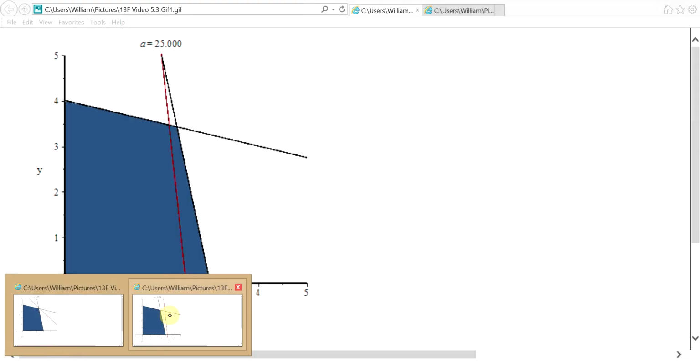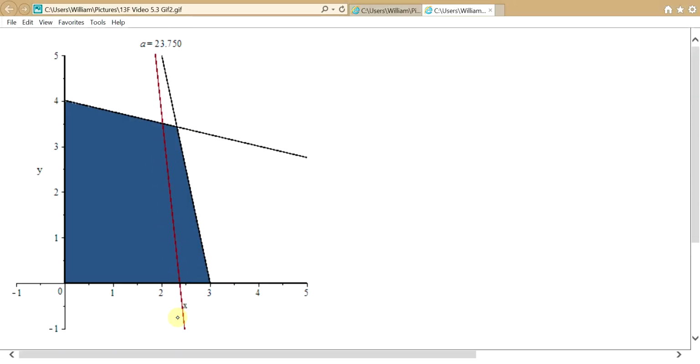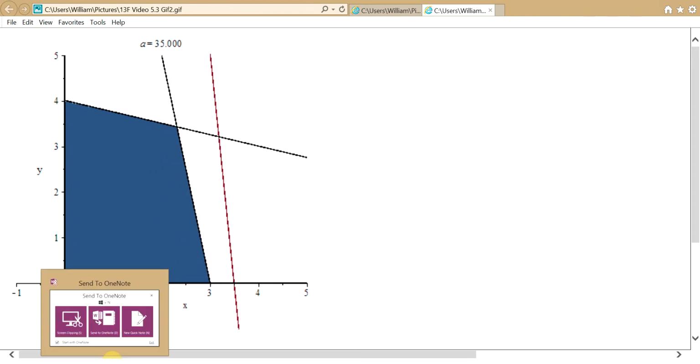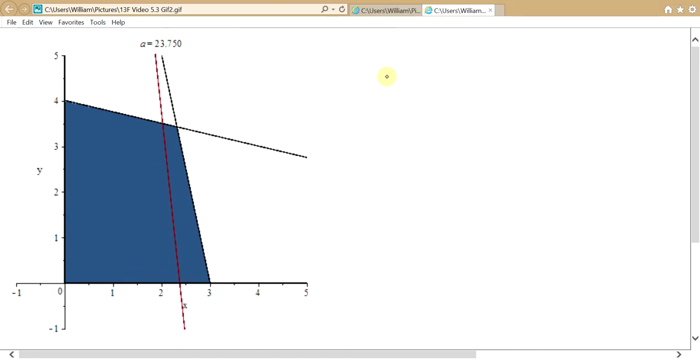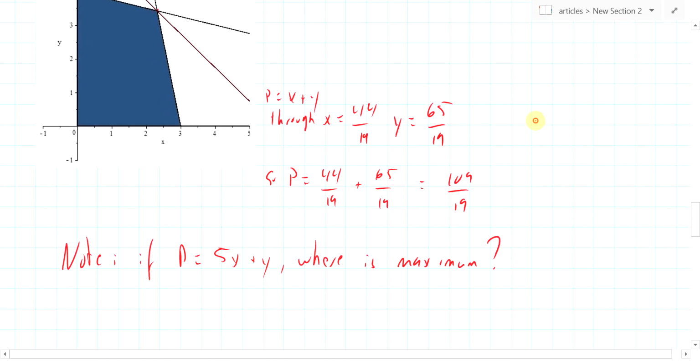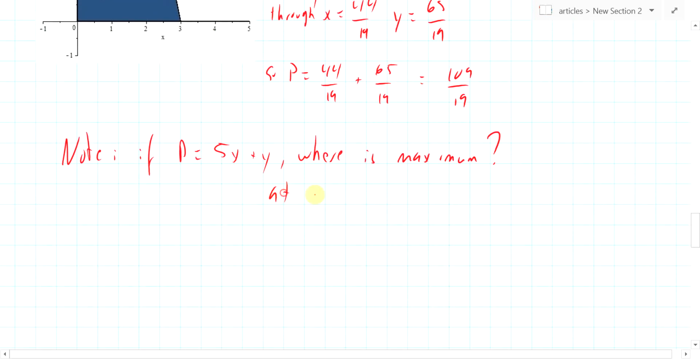Well, we must be a little bit careful about that. Here's the profit line for profit being 5x plus y. And notice that the last point it touches is actually the one down here. So the maximum profit is actually going to occur at one of the corner points, but we don't know which one. Right? It might be this one, it might be that one, it might have been that one. So, what does this tell us?